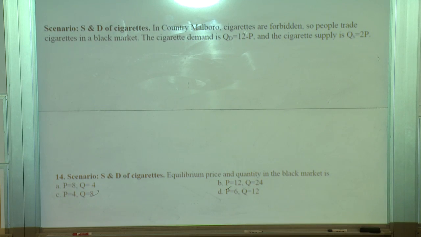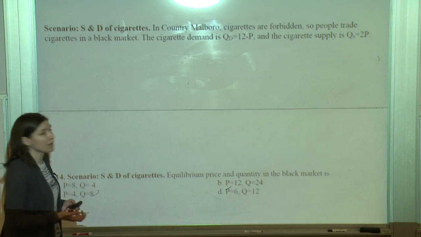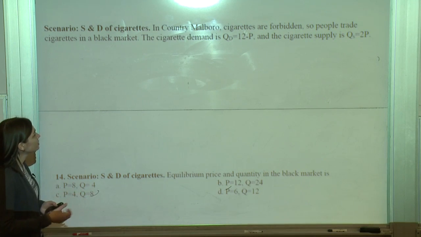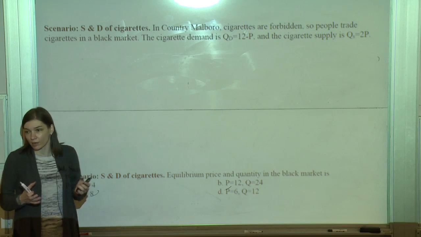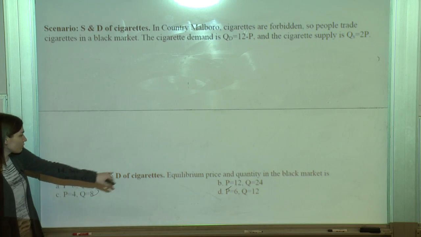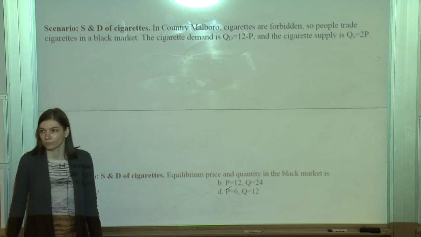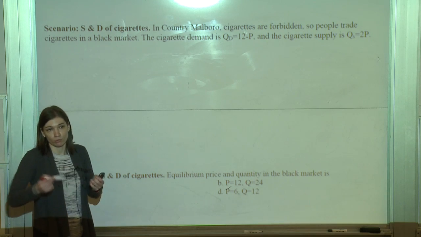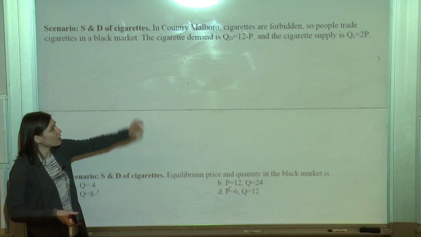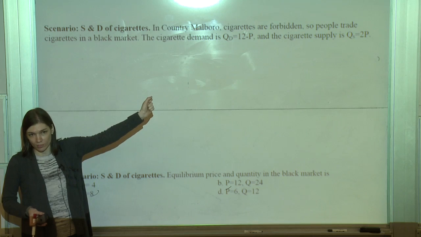Okay. In country Marlboro, cigarettes are forbidden. So people trade them in a black market. We have the demands for cigarettes and the supply for cigarettes in that black market. The question is, what is the equilibrium price and quantity? All right, so the same idea. We have 2 curves. We have 2 equations that, in this case, are written in terms of the quantity expressed as a function of price.